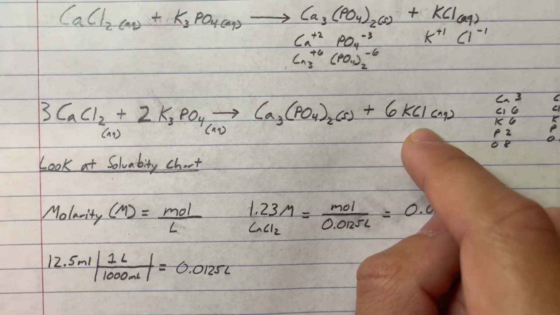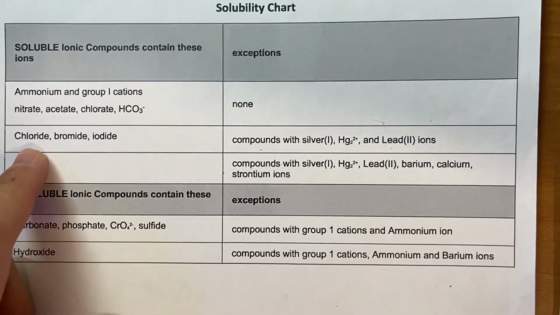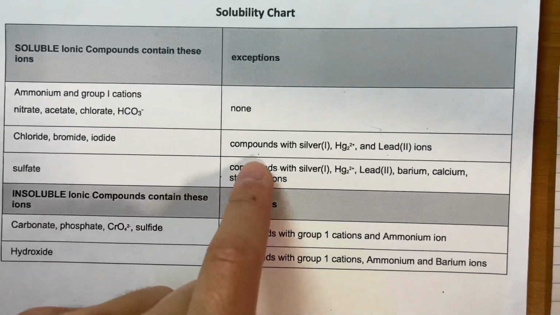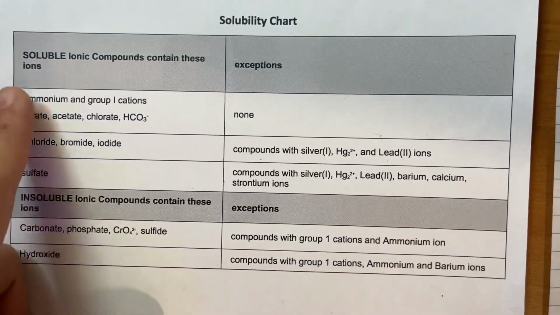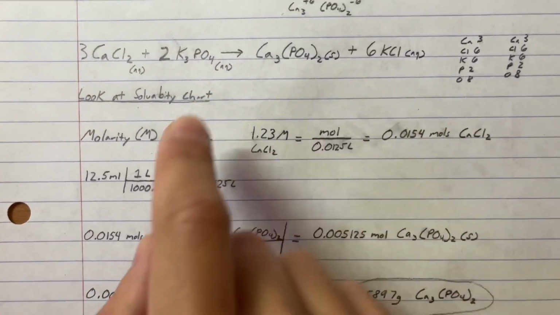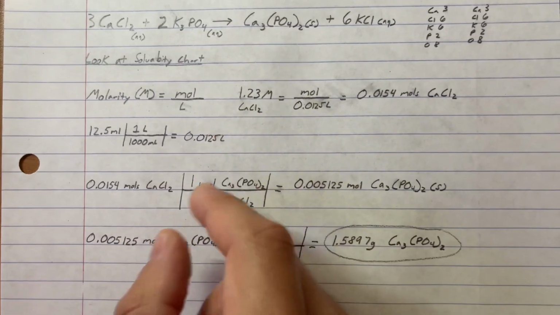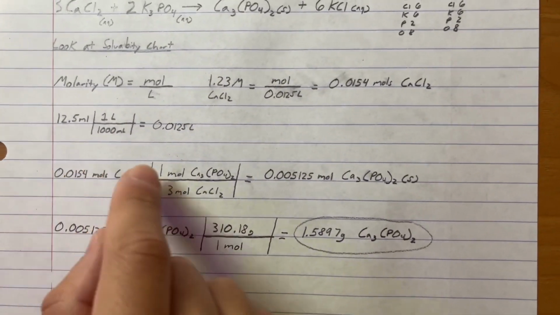And then chloride, which is right here, it is combining with potassium this time, and that's not an exception, so therefore it is soluble, and that's why I write solid and aqueous here. All right, so now that we got all that out of the way, we should be able to do some simple math and figure out our answer.